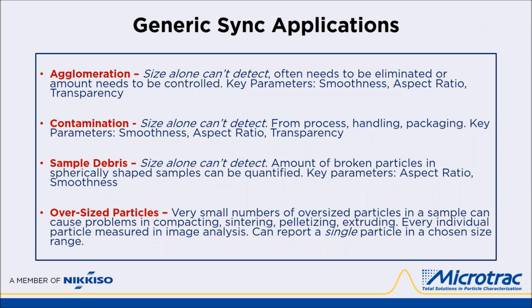Oversized particles in very small numbers can cause problems in processes like compacting, sintering, pelletizing, and granulation. But because every individual particle is measured in image analysis, it can detect and report the presence of even a single particle in a chosen size range. Only this particle counting type of technology can do that. And total particle count is always reported in a sample analysis.